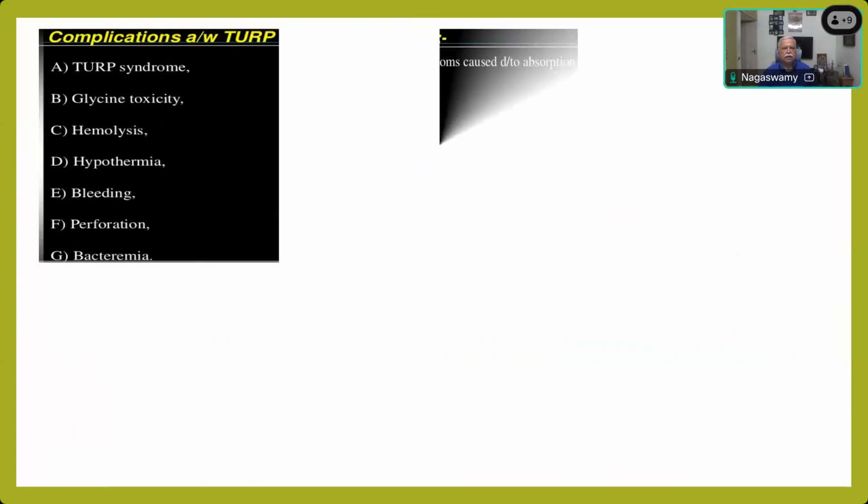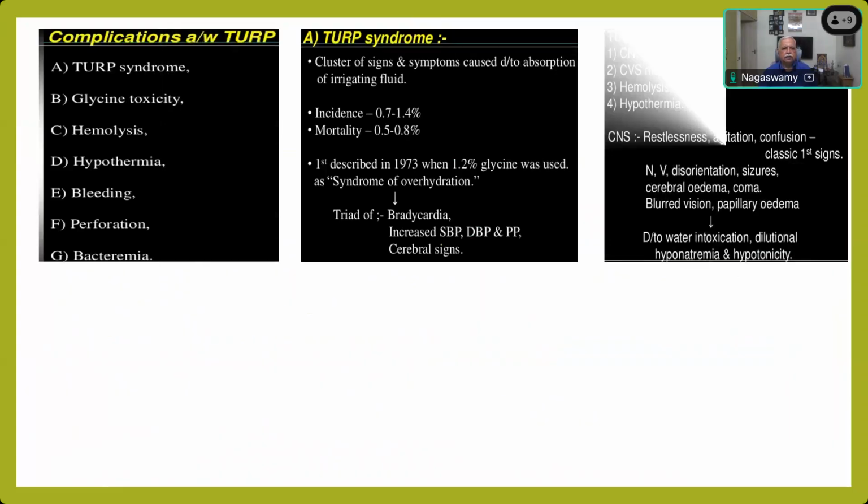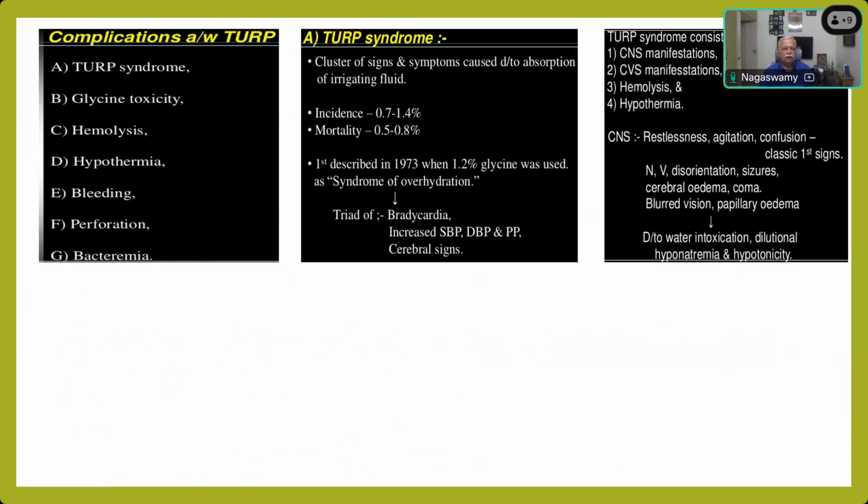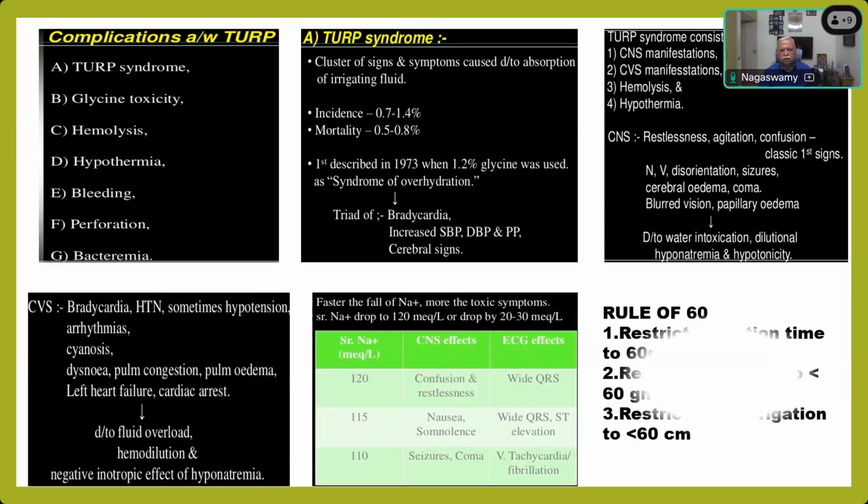Contraindications for SAB, all that we have mentioned. Here, complications are TURP syndrome, glycine toxicity, hemolysis, hypothermia, bleeding, perforation, and bacteremia. And what are all the things that happen? Glycine toxicity, all that is, I think, more.